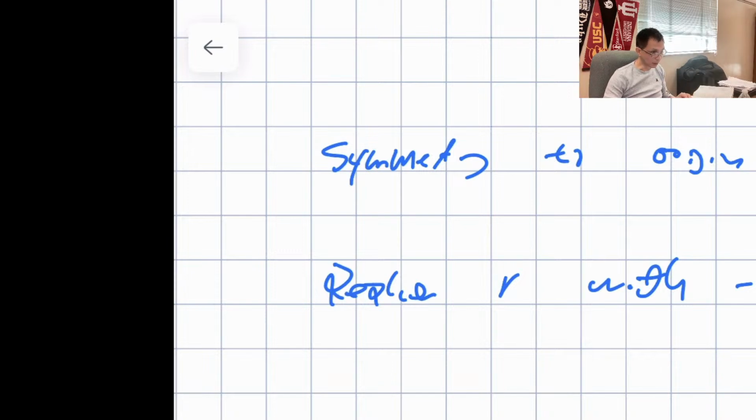And then you say, okay, let's replace r with negative r. Negative r is equal to 1 minus cosine theta, so r equals cosine theta minus 1. This is not the same. So the only thing that works is symmetry to the polar axis.